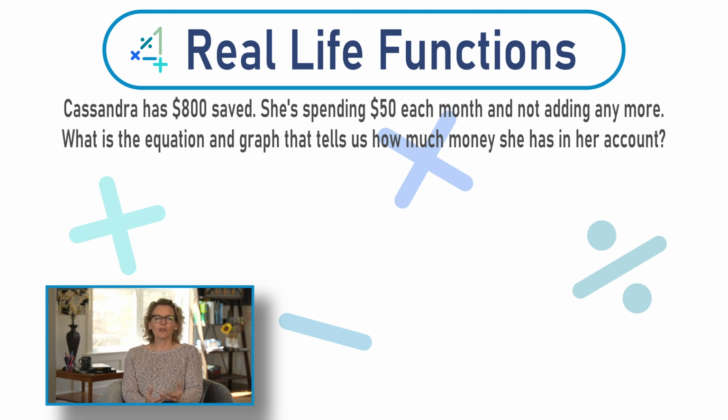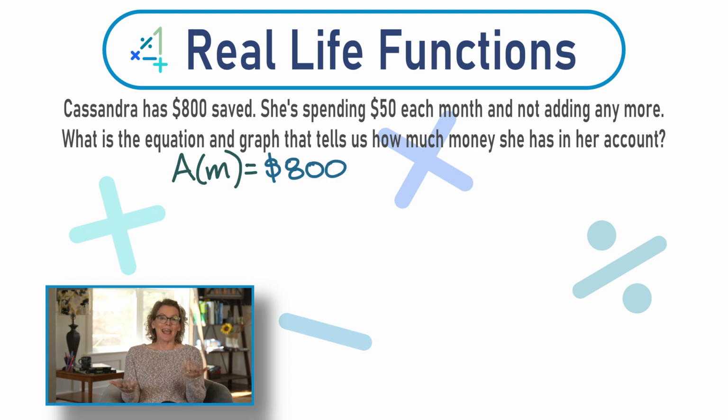Cassandra has $800 saved. She's spending $50 each month, but not adding any more money. What is the equation and graph that tells us how much money she has in her account? A, for the amount of money with respect to M, the number of months, equals. How much does she start with, regardless of how many months have gone by? $800. Is she adding or subtracting money?